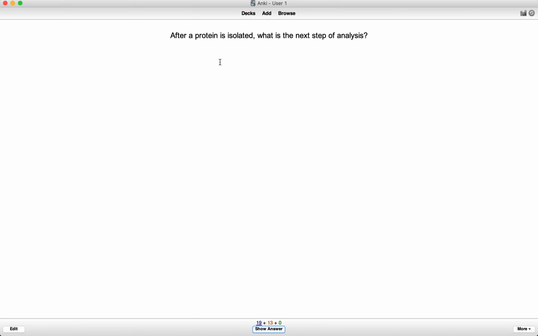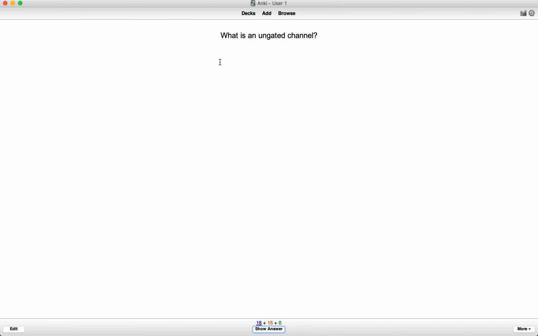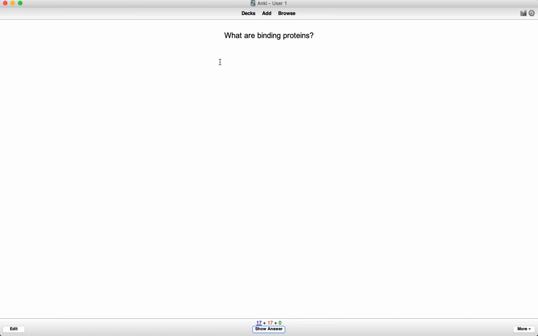After protein purification, the next step of analysis, no idea. Structure, activity, cooperation, concentration, and composition. I don't know why I have to know this. Structure, activity, I'll figure out. Ungated channels: no gates at all, just holes in the membrane which let molecules through faster.